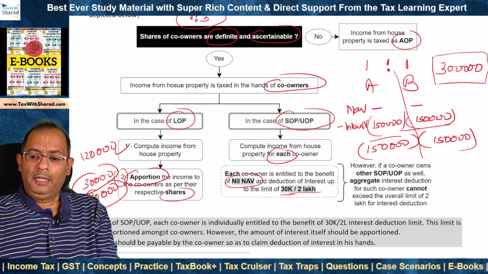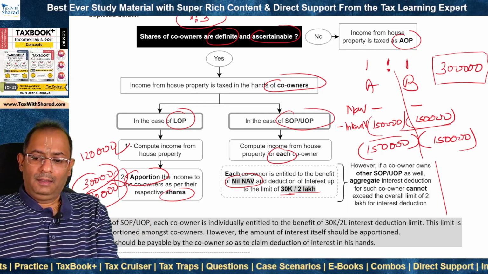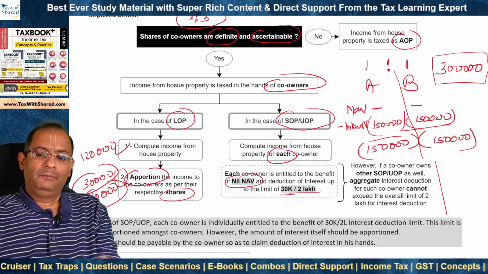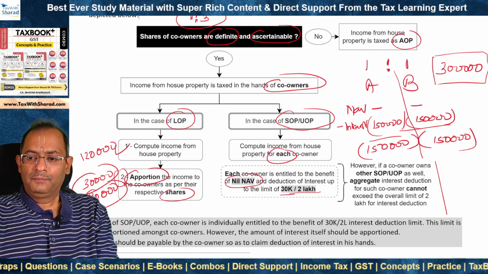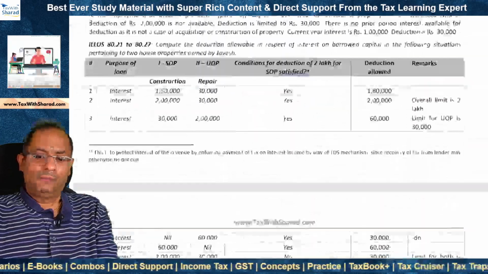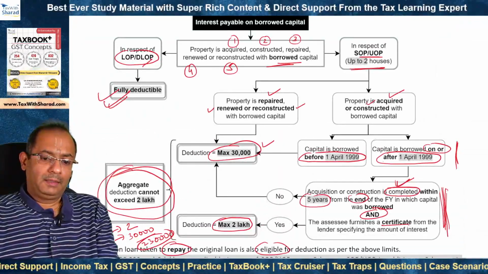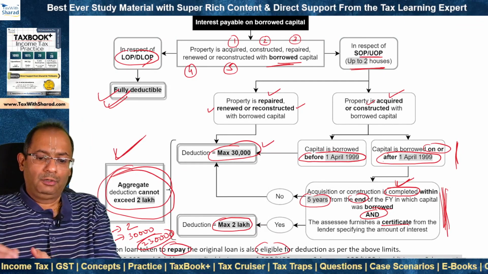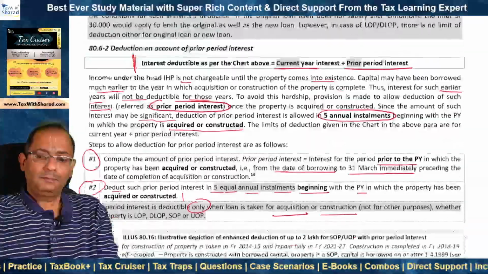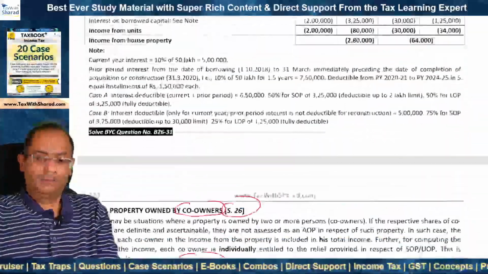But what we need to note is that the overall limit cannot exceed 2 lakh for either of them, which is something that we also noted in the chart on interest from borrowed capital. So what we noted is that this aggregate deduction of interest cannot exceed 2 lakh in the case of an SSE, right? So a similar logic follows here as well.